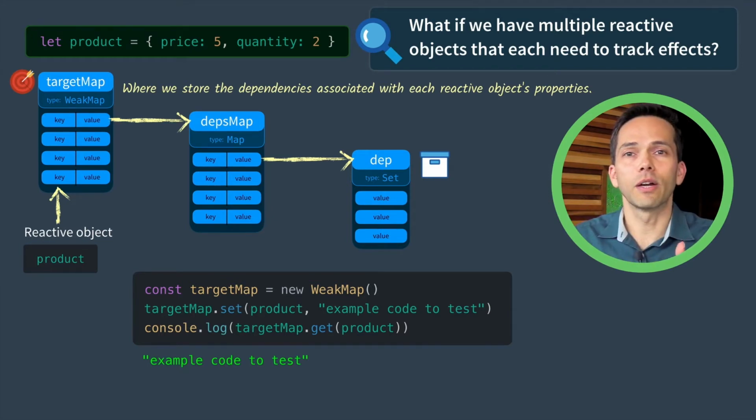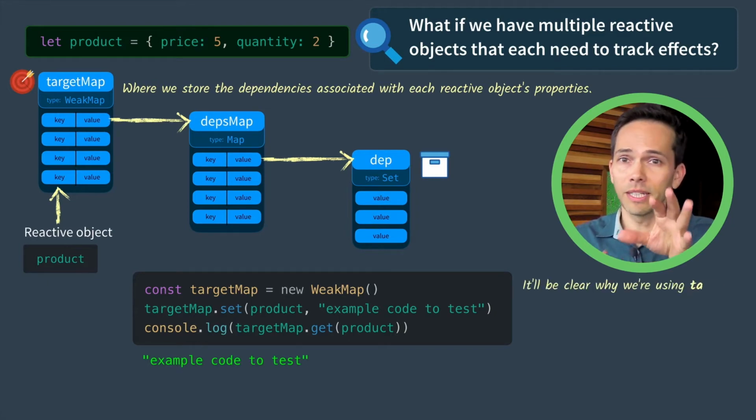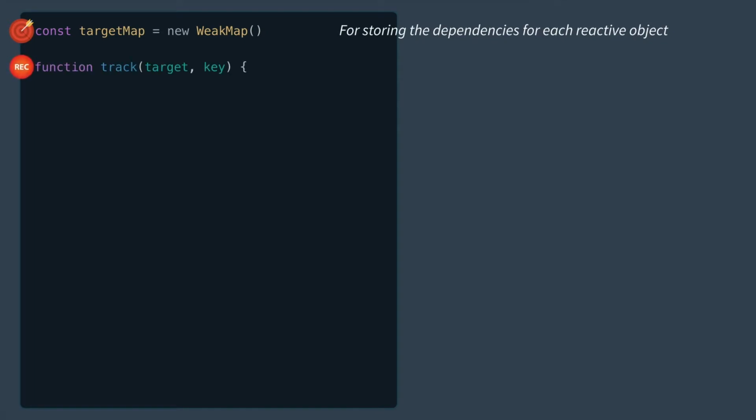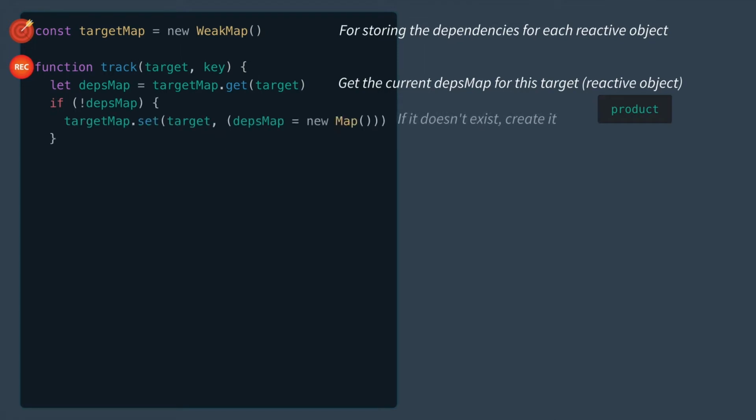At this point I was wondering, why does Vue 3 call this target map? And don't worry, it'll be clear in the next lesson. So now let's code this up, starting with our target map, which is for storing the dependencies for each reactive object. Then in our track method, we'll first get the current depths map for this target, which in our case will likely be product. If it doesn't exist yet, we'll create a new depths map for this object.